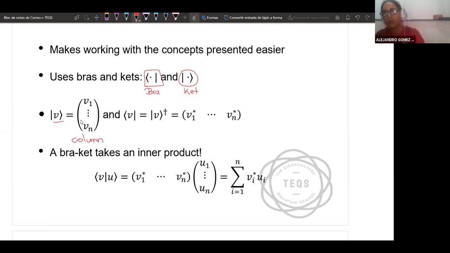And as when we were working with vectors, we said that we can write a vector as a column or as a row. So here we also have the two options: the ket and the bra, because we have the column vector and the row vector. The bra is defined as the complex conjugate of the ket. So we need to transform the column into a row and conjugate the components. So that's the bra.